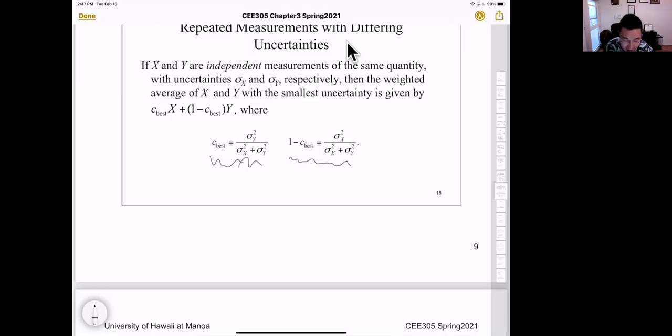Basically, using this method, it will give more weight to the measurement with higher precision. For example, with 2 scales, we give more weight to the scale which is more accurate than the scale which is less accurate. Again, this is a special situation when we measure the same quantity with two measurements, and if they have different uncertainties, then we use this equation.